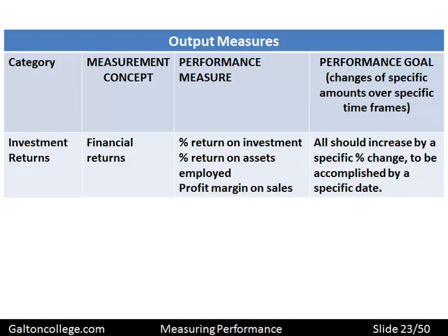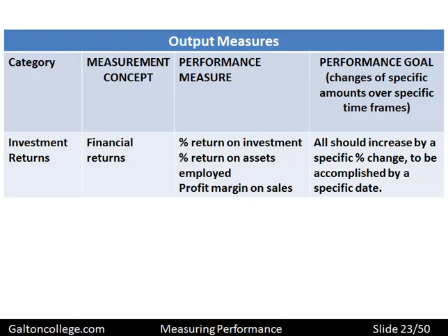We should perhaps have a statement like all of these measures, if you like, should increase by a specific percentage change to be accomplished by a specific date. So let's say we work out the return on investment for the business, and let's say we find the return on the investment is 5%, just for argument's sake. Then the performance goal, we should say, well, that 5% should grow by another 10%, so it should grow to 5.5% in the next year.